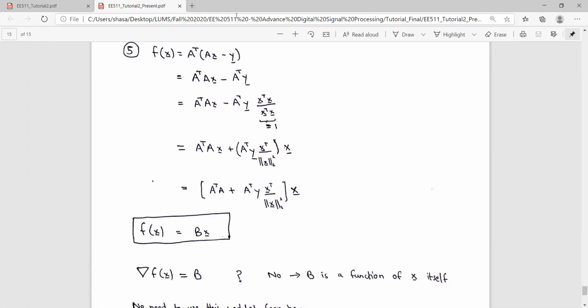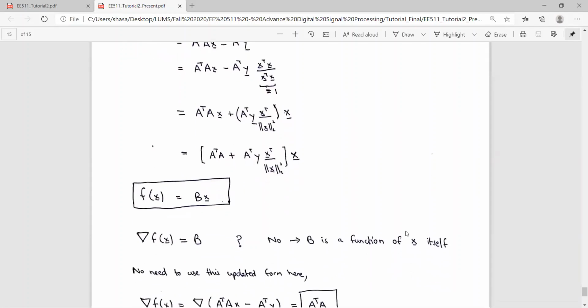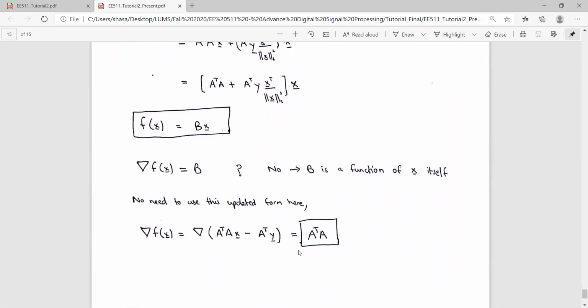Or what we can do is that we started off with a very simple expression. So for the gradient of f of x, we can just resort to the basic expression. The two requirements of the question were to find the gradient of f of x and represent f of x in terms of Bx. So we have done this. For the gradient computation, I can just use this directly. So this is independent of x, and this is dependent on x. So if I use A transpose A is equal to B here, I know that the derivative of that is B. So the gradient of f of x is A transpose A.